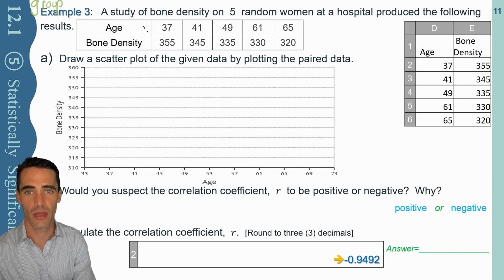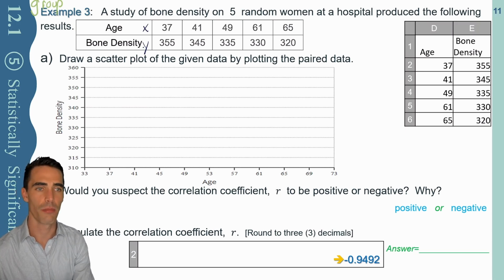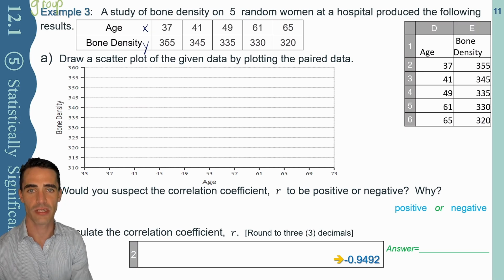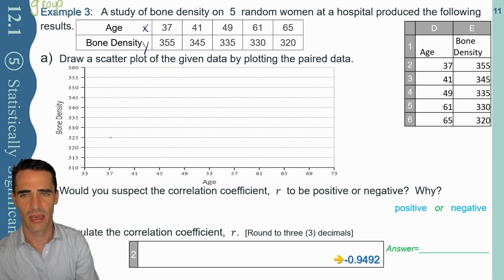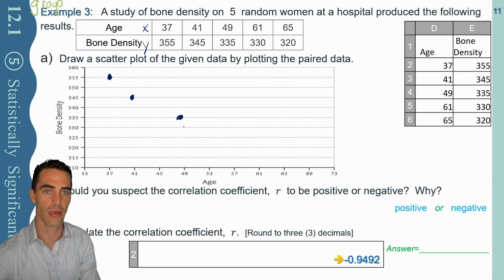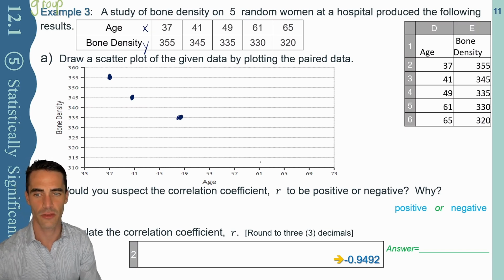For the first one, age should help predict our bone density. So the first one is 37. Here's my X, 37, and I should go all the way up to 355. Next up, I'm at 41. I'm going to go down a little bit to 345. On 49, we're going to skip a few, and I'll go up to 335. All right, we're seeing that downward trend. Next up, I'm at 61, and that's at 330. There's my next line. And then last, we're at 65, and that's at 320.